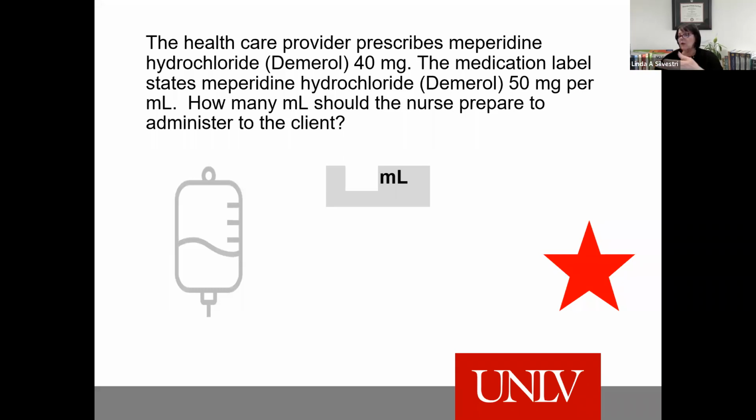Okay, so here's a question on a medication calculation that you might see. The healthcare provider prescribes meperidine, 40 milligrams, and the medication label states meperidine, 50 milligrams per ml. So how many mLs should the nurse prepare to administer to the client? So just take a minute and try to figure that out.